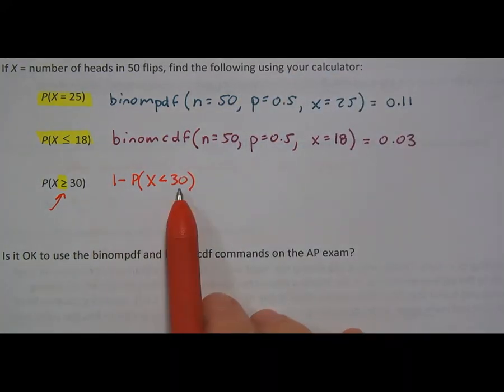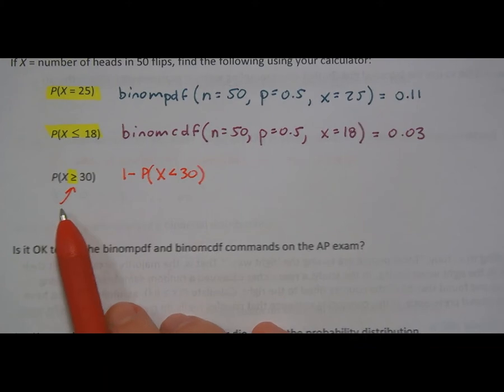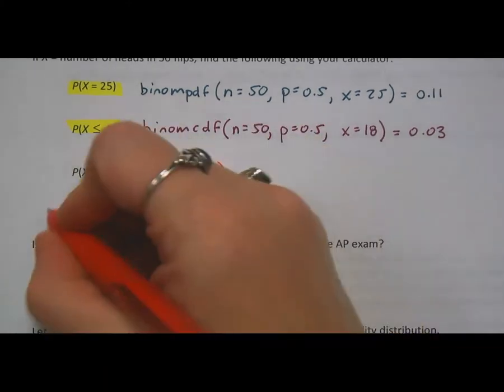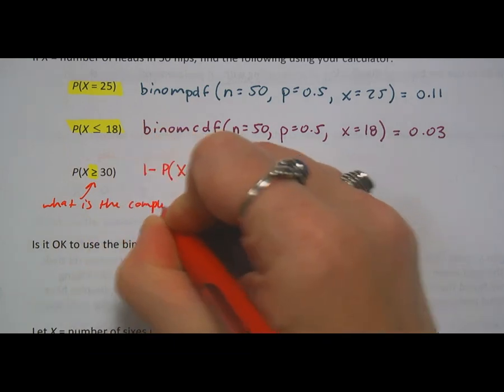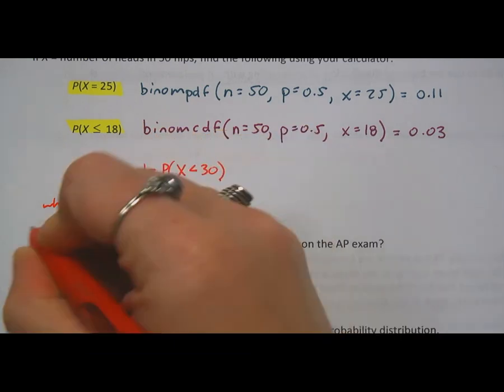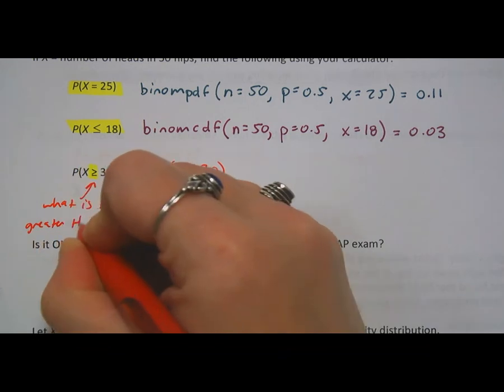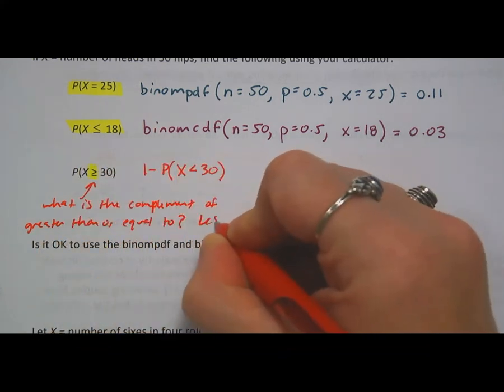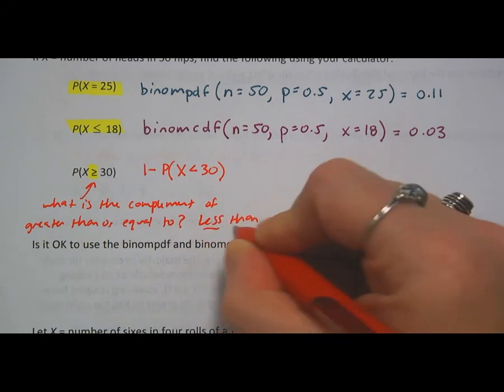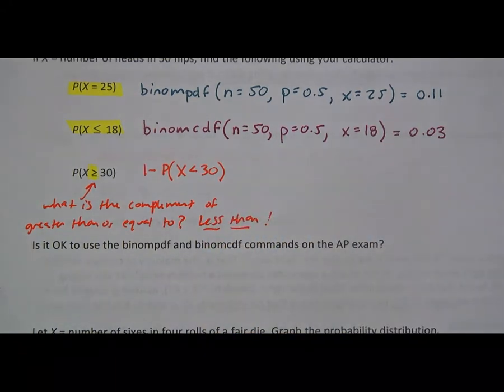If you're wondering what just happened here, write it out in words. What is the complement of greater than or equal to? Less than. Your calculator can only handle the less than inputs. It doesn't compute the greater than. So you've got to put it in terms of less than. Does that make sense?